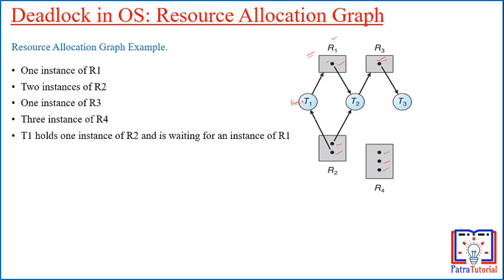And this is the assignment edge. So T1 is requesting R1 and holding R2. T1 is holding an instance of resource type R2 and requesting R1. Okay, and T2 is holding two instances, right? This one and this one. So T2 is holding two instances, one of type R1 and another of type R2, and requesting R3.